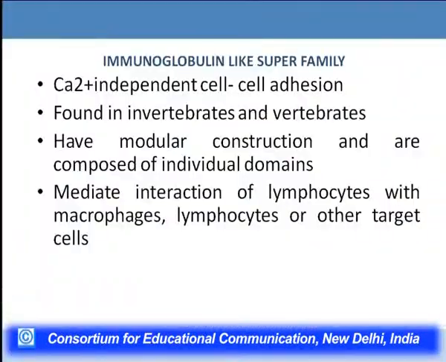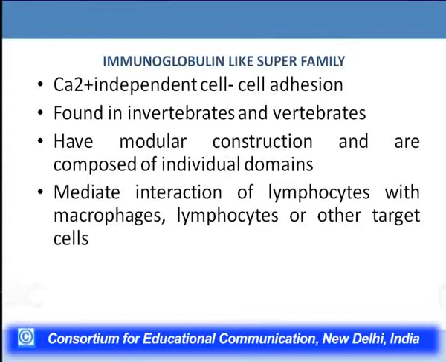Coming to the second type of family which makes interaction between various types of cells possible is the immunoglobulin like superfamily, also known as the IGSF superfamily. Now, as the name suggests, this particular family of proteins belong to immunoglobulin like proteins. They have domains or structures similar to immunoglobulin. Now, these particular type of proteins are not dependent on calcium ions for adhesion between them and other types of protein molecules.